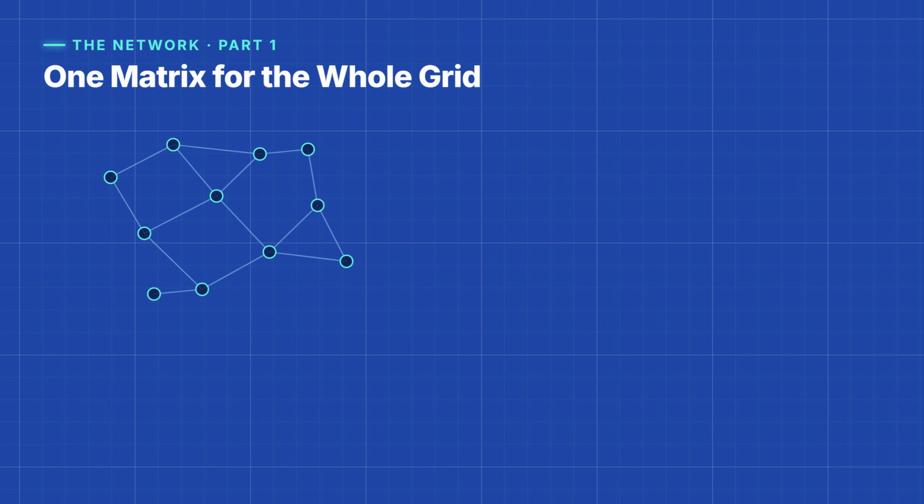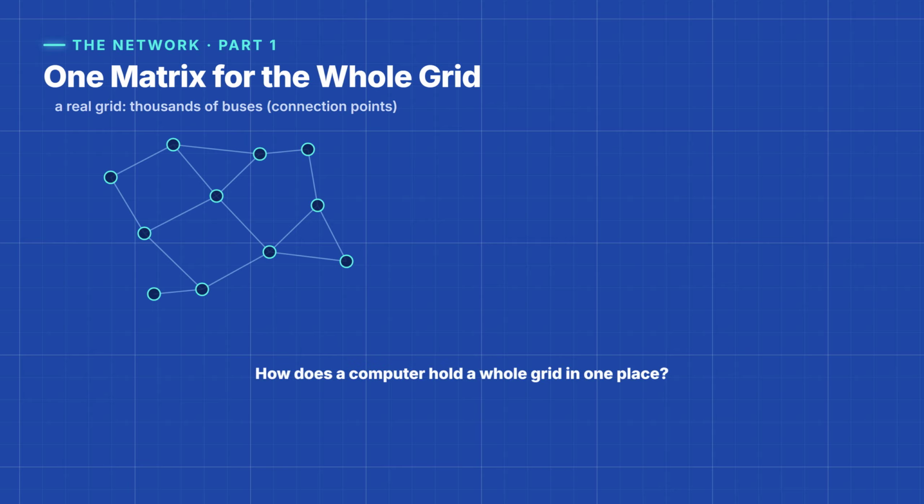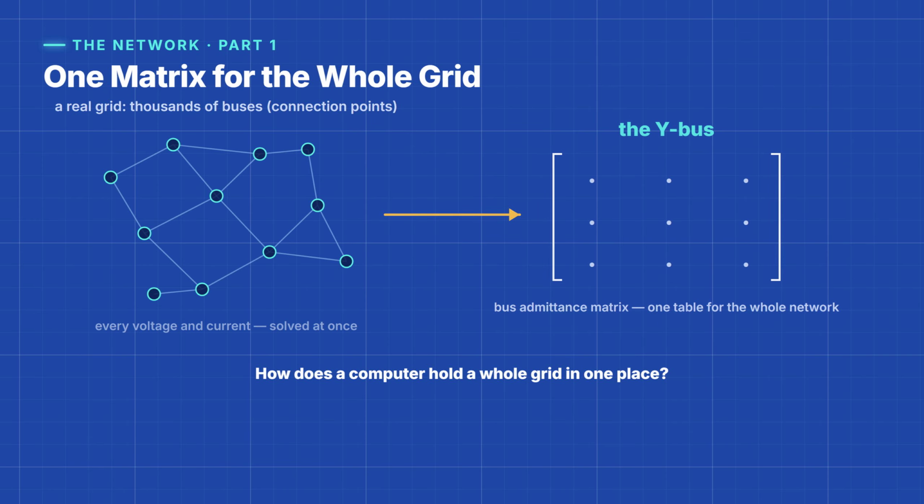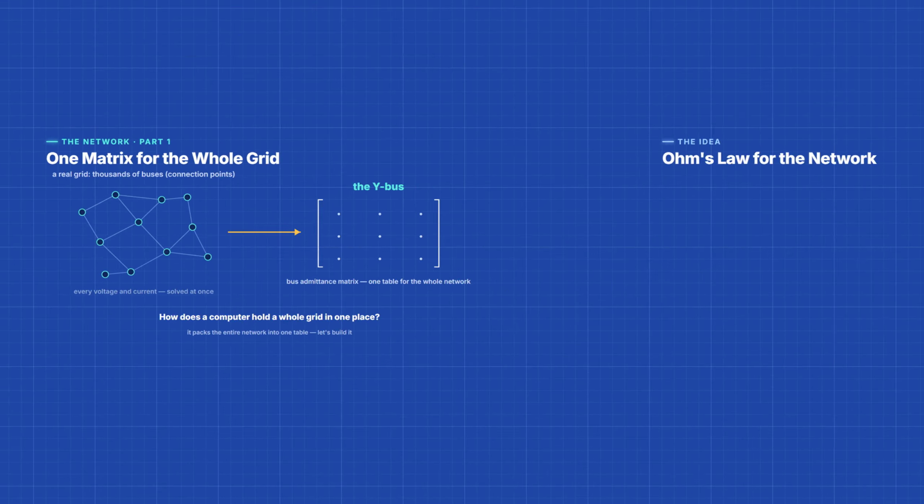A real power grid has thousands of buses, the points where lines and machines meet. How does a computer solve a network that large? All at once, it packs the entire grid into one matrix. That matrix is the Ybus, the bus admittance matrix. Every power flow study and every short circuit study begins by building it. So let's build the Ybus step by step.